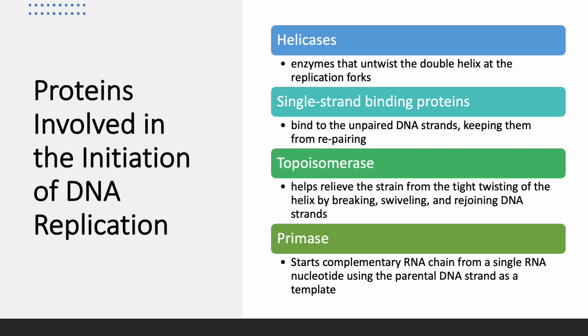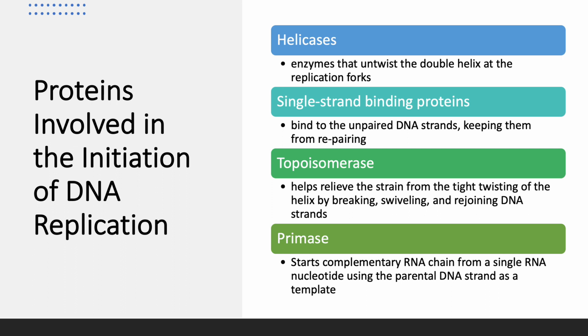Several kinds of proteins participate in the unwinding of the double helix. Helicases are enzymes that untwist the double helix at the replication forks, separating the two parental strands and making them available as template strands. After the parental strands separate, single-strand binding proteins bind to the unpaired DNA strands, keeping them from repairing. The untwisting of the double helix causes tighter twisting and strain ahead of the replication fork. Topoisomerase helps relieve this strain by breaking, swiveling, and rejoining DNA strands.